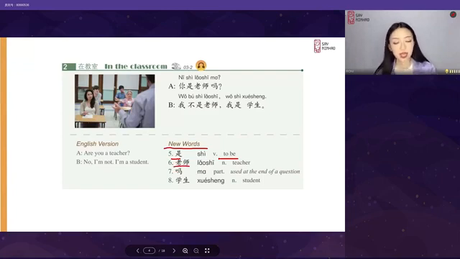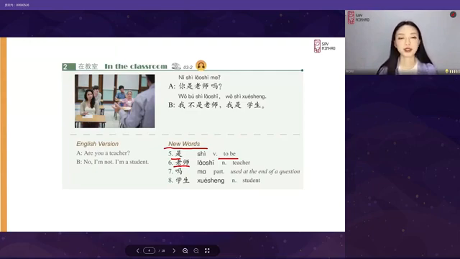Okay, next one is 老师. We've seen it in the warm-up part, right? 老师. Read after me, please. 老师. 老师. And it means teacher. Okay, teacher. So try to say Chinese teacher. Teacher from China. We just learned how to say China. It is 中国. 中国 is China. So Chinese teacher is 中国老师. This is Chinese teacher.